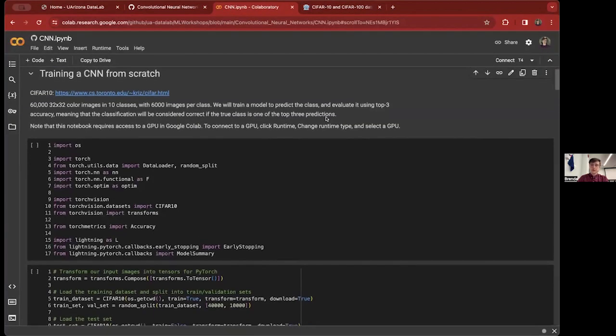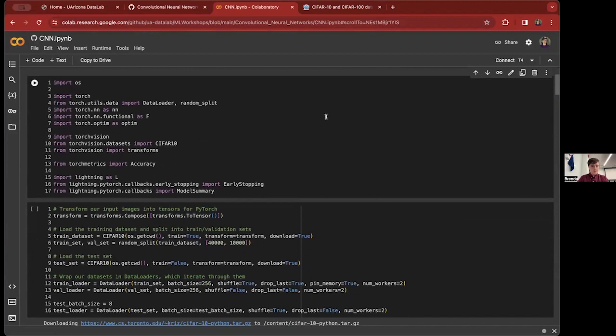So what we're going to do is train a model and then evaluate it using top 3 accuracy. Top 3 just means that if the model outputs the correct class as one of the top 3 predictions, so you have these logits, which are like the unnormalized probabilities that it thinks each class is, if it's in the top 3 of those, then we consider that a success. And if not, that is a failure.